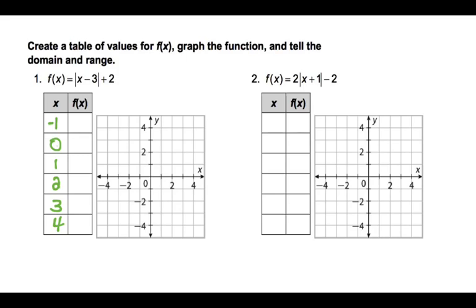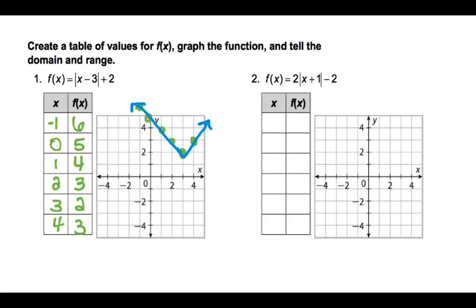So when I plug in -1, -1 minus 3 is -4. The absolute value of -4 is 4, and 4 plus 2 is 6. When I plug in 0, 0 minus 3 is -3. The absolute value is 3. 3 plus 2 is 5. And then I'm going to keep going. So I plug in 1. 1 minus 3, I get -2. Absolute value is 2. Plus 2 is 4. When I plug in 2, I end up with 3. When I plug in 3, I end up with 2. And when I plug in 4, I end up with 3. So I have ordered pairs, and I'm going to plot those points.